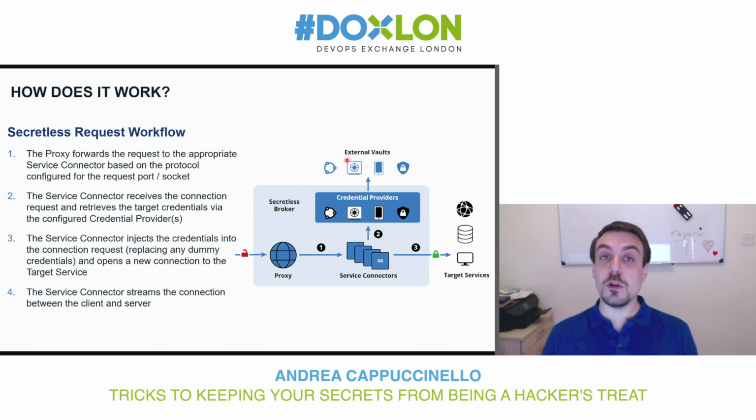Additionally, this credential provider will contact an external vault, so it will be able to collect the secrets from outside. At this point, it will inject the secrets into the connection string. So the service connector will actually connect to the target and will then stream the connection directly back into your own application, right? If it's a database, it will just stream the queries that you are running, and the application will never know that it's not connected directly to your target, to your database.